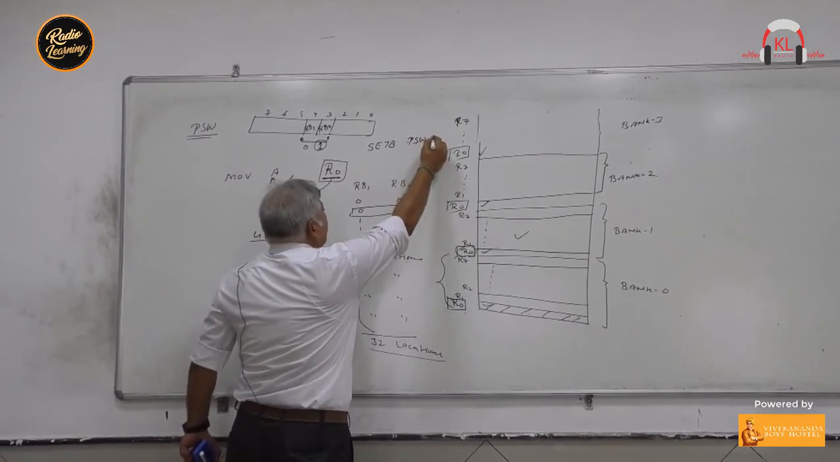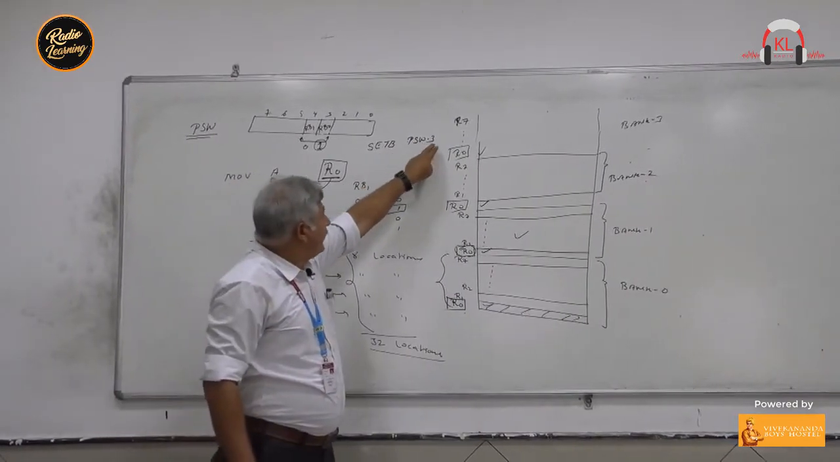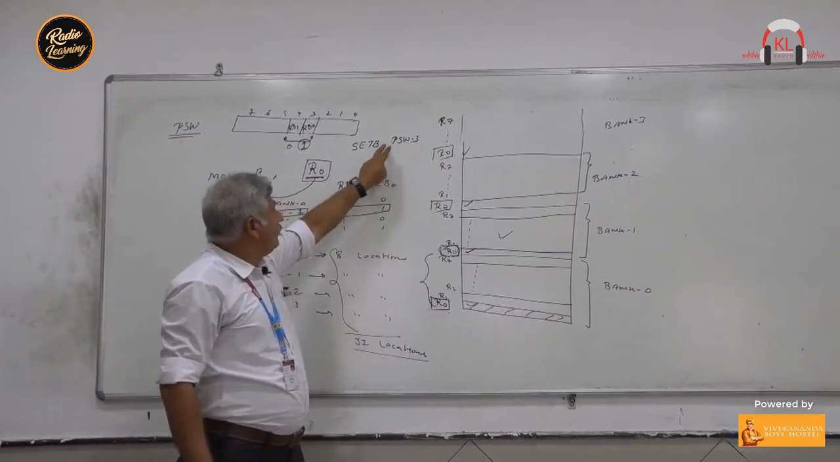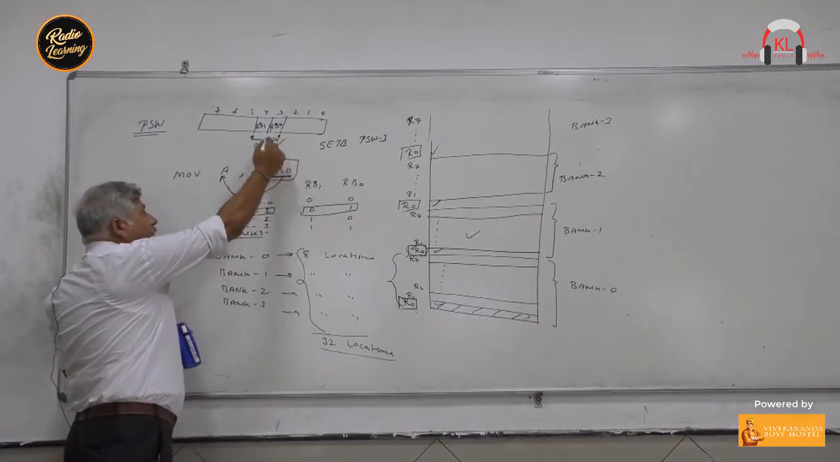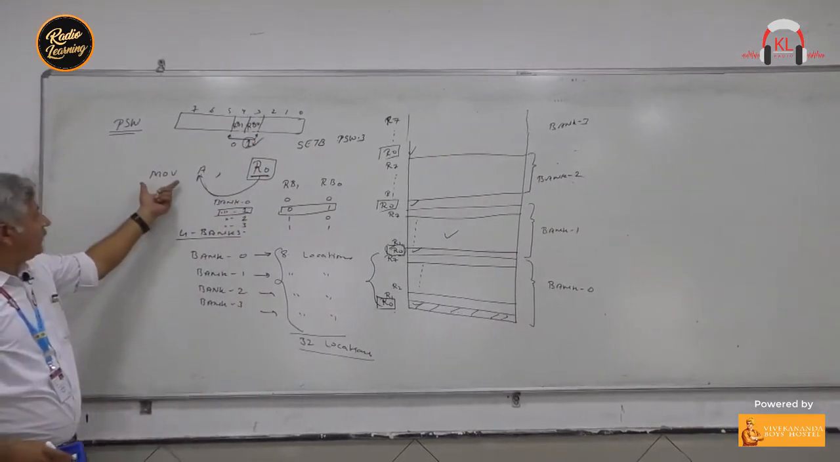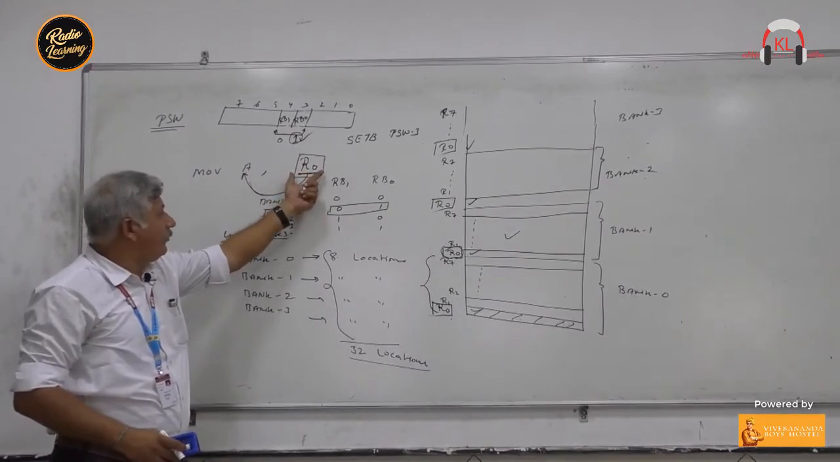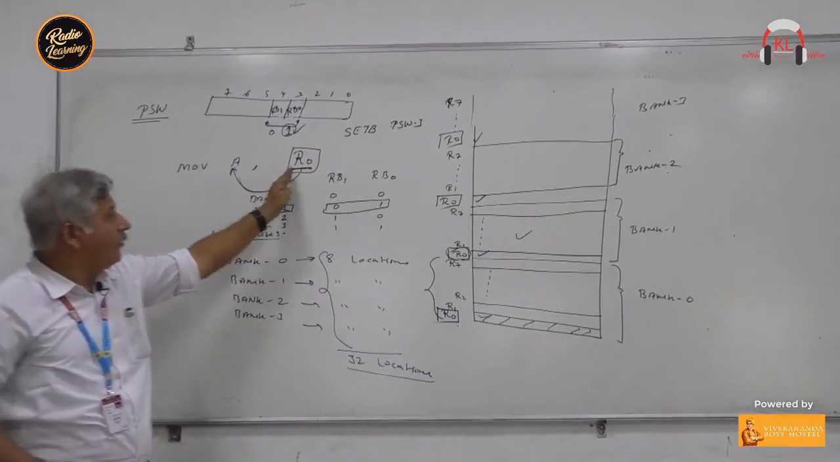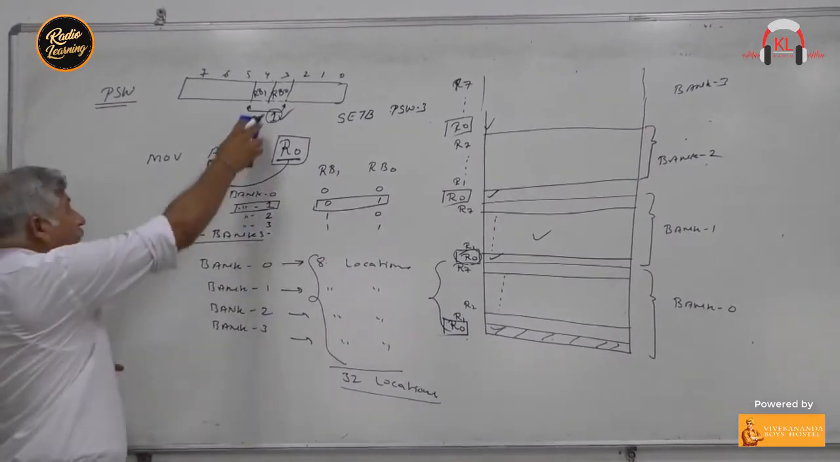PSW dot 3. If you write this, bit number 3 of PSW will be set by this instruction. So this bit will become 0. And after that, if you write this instruction, MOV A, R0, the content from R0 of bank number 1 will be transferred to the A register.